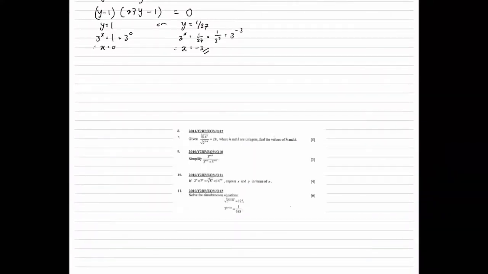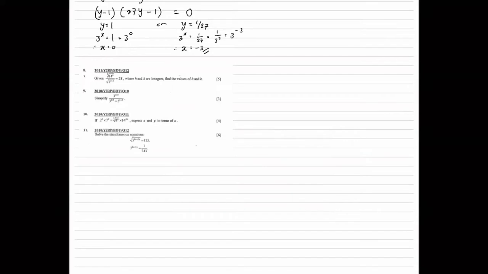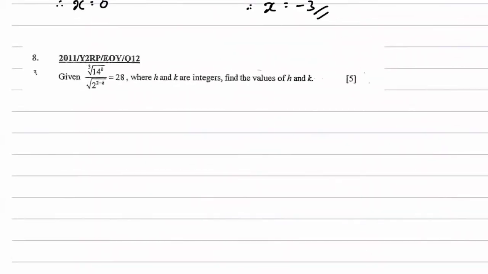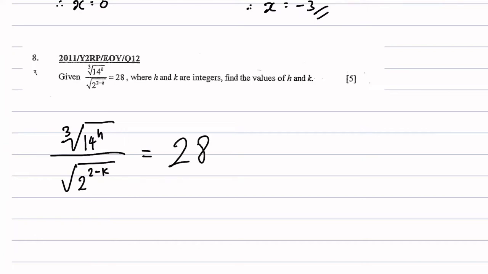Let's go. Let's take a look at question 8. Given the following, cube root of 14 power h over square root of 2 power 2 minus k equals 28, where h and k are integers. Find the values of h and k.